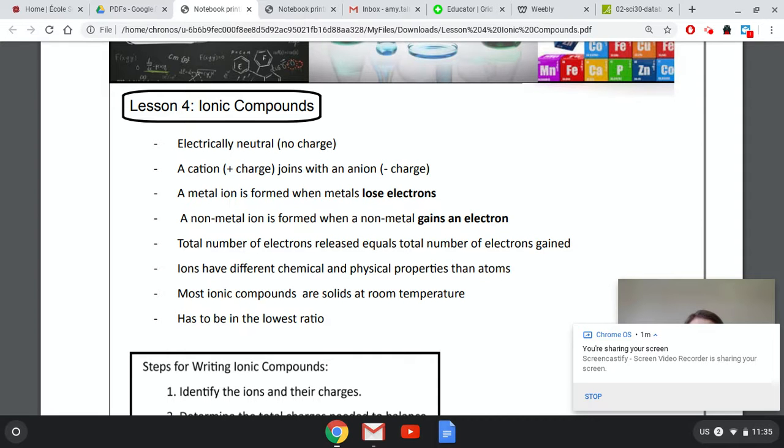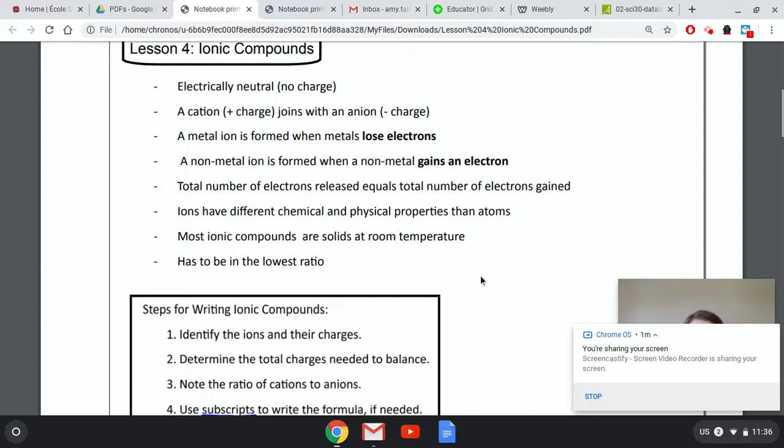So what's happening to make charges is that the metals are losing electrons, which means a negative goes away and there's an overall positive charge. And then a nonmetal gains an electron, or a negative is added, and it has an overall negative charge. So what has to happen when we name these compounds is that all the charges have to balance.